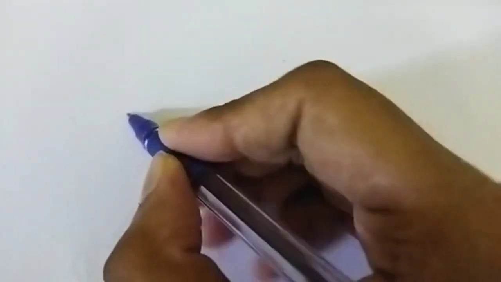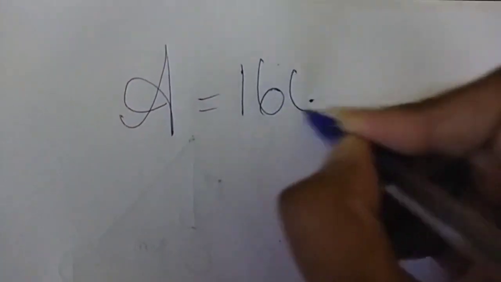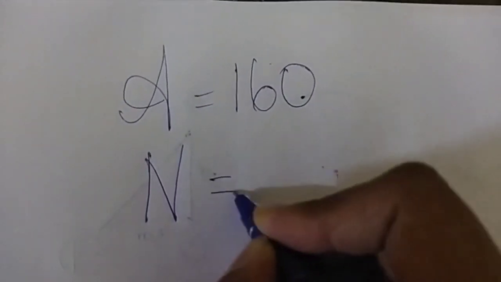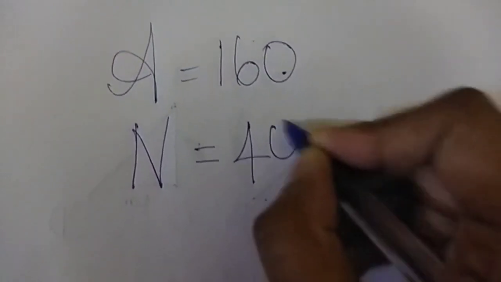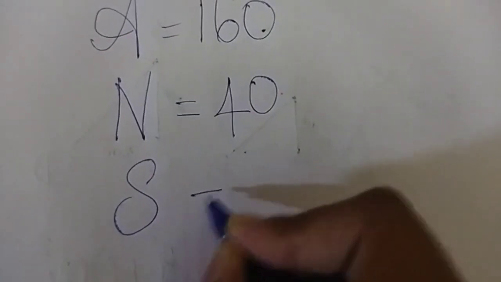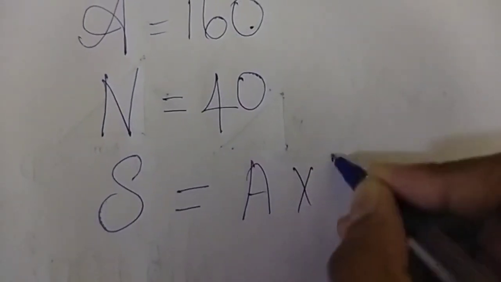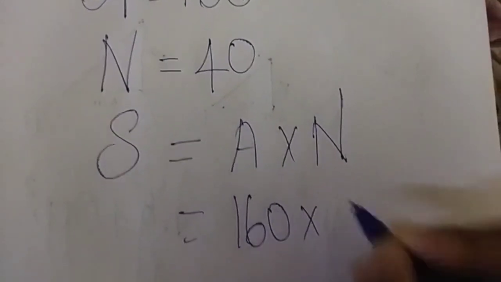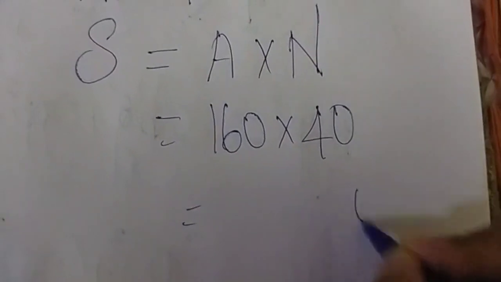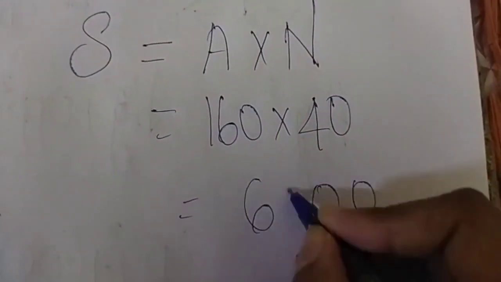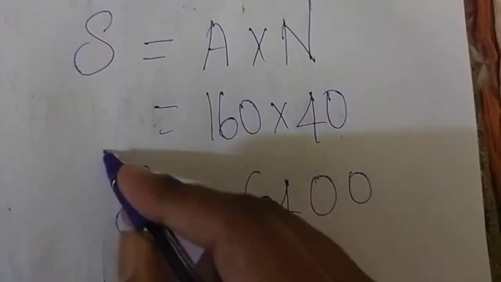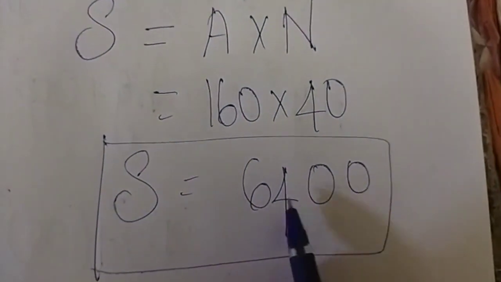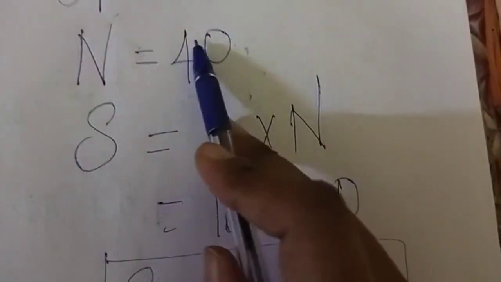Mean is nothing but average. So the average is given as 160 and the number of observations is given as 40. So the formula to find the sum is average into number of observations. So 160 into 40, 16 into 4, 64. So the sum is equal to 6,400. So this 6,400 is for the average 160.